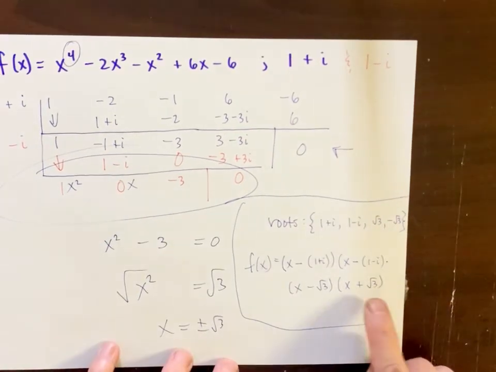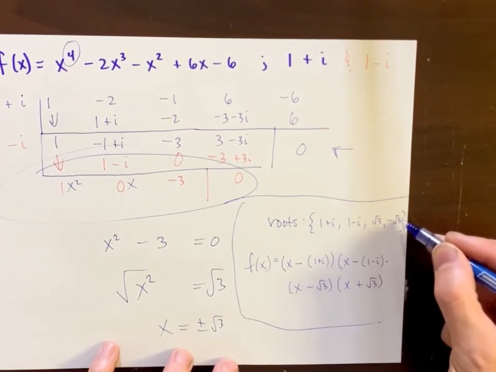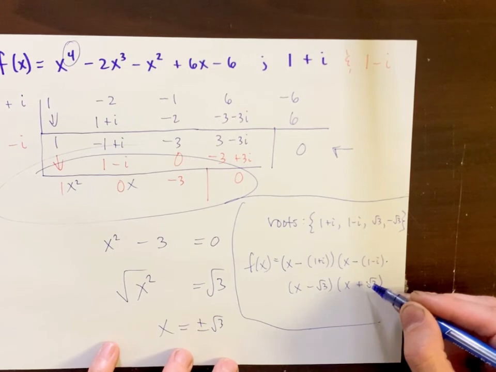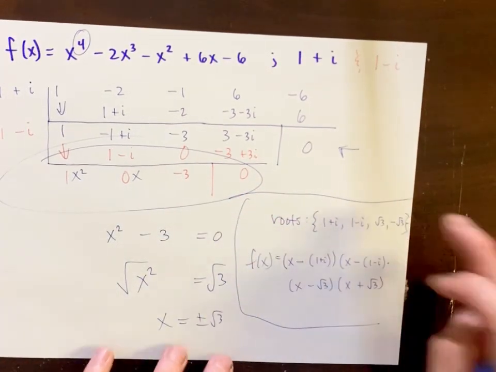And just in case you're wondering why this one was plus, is because when you go x minus the negative square root 3, the double negative turns it into a positive, right? So anyways, this is the linear factorization, and this is your list of roots.